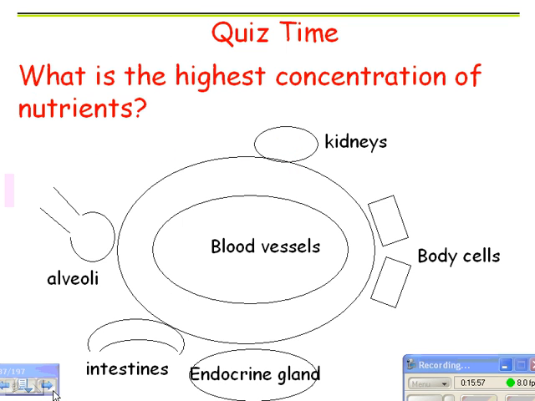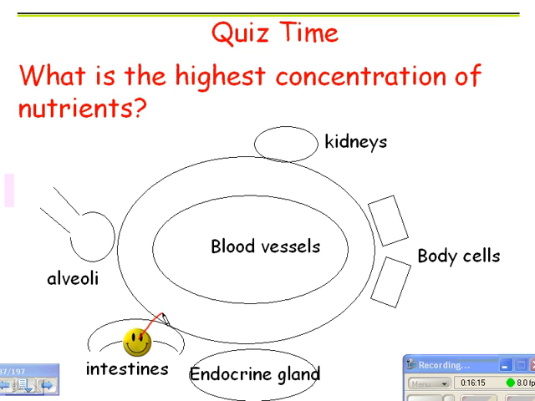Good job. What's the highest concentration of nutrients? Notice I added another one. Where's the highest concentration of glucose or amino acids or any good thing like that? In the body cells? No. The blood vessels? No. But isn't it being transported through the blood vessels?